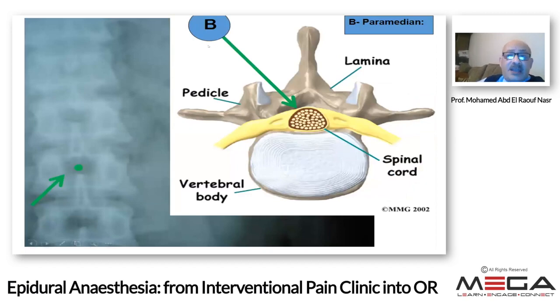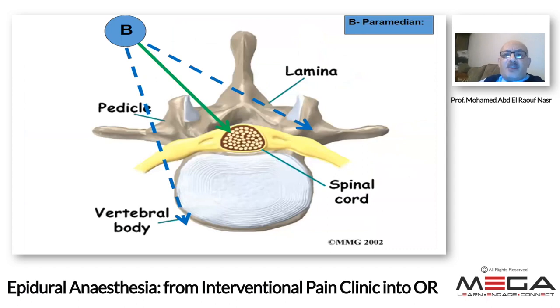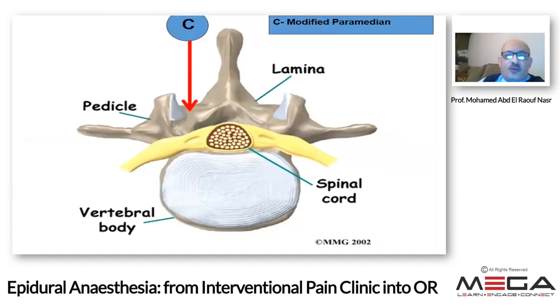The second way is to do a paramedian approach. During the paramedian approach, we go from laterally towards the midline, where the tip of the needle should reach the epidural space in the midline. The major problem is that the direction might be too anterior or too posterior. At that time, you might do repeated attempts and the patients feel uncomfortable, with a failure rate for doing epidural. The third is what is called the modified paramedian approach.